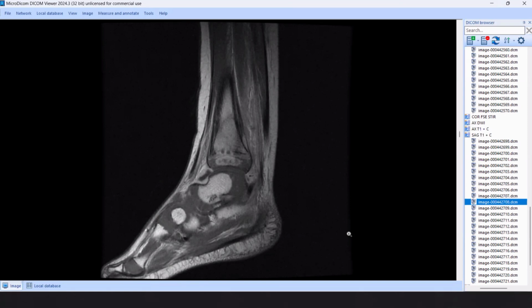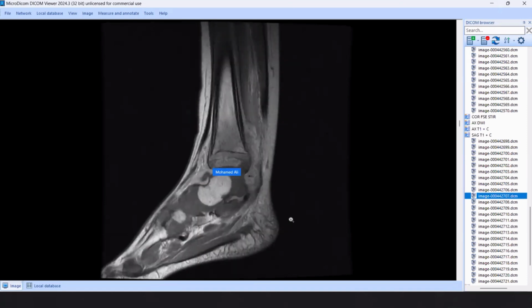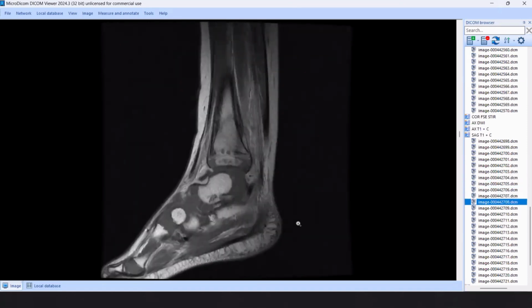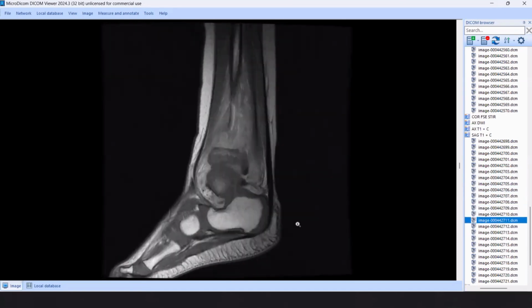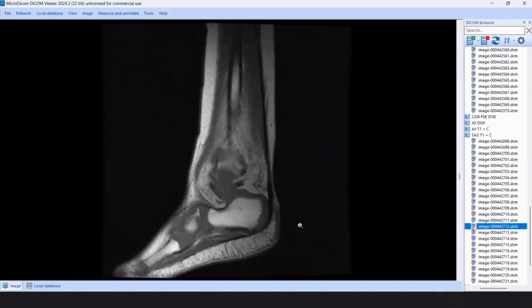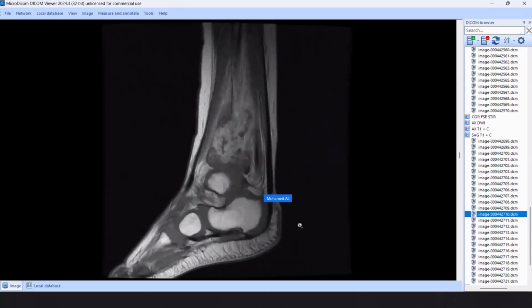Do you agree that we have synovial thickening? Do you agree? This is the synovium. Yeah. It is thickened, enhancing. So we have something like early septic arthritis in the ankle joint. And I think also here, the synovium is much thickened and enhancing.